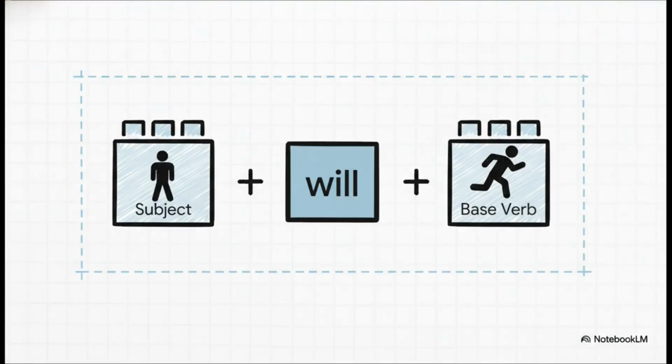All right, let's get into the construction part. How do we actually build these sentences? Think of this as the basic blueprint. The most common way, the one you'll see 99% of the time, is with the word will. And the formula? Oh, it's beautifully simple. It's just subject plus will plus the basic form of the verb.